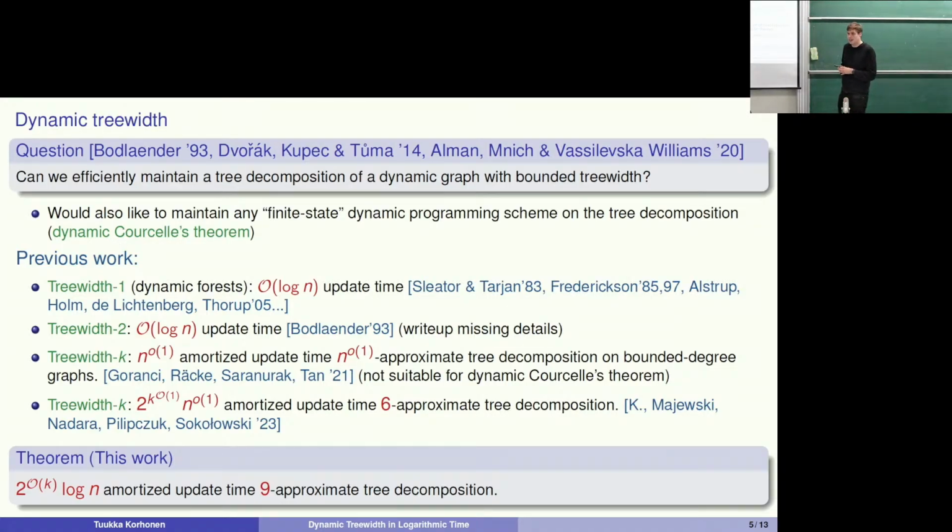So this can also work with carving width or tree cut width? Yeah, probably. This works more naturally, maybe, with carving width, I would say.